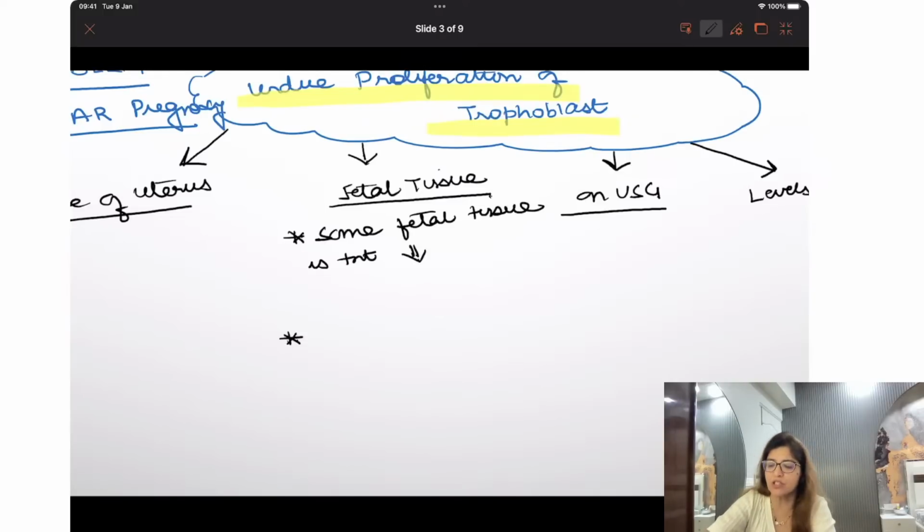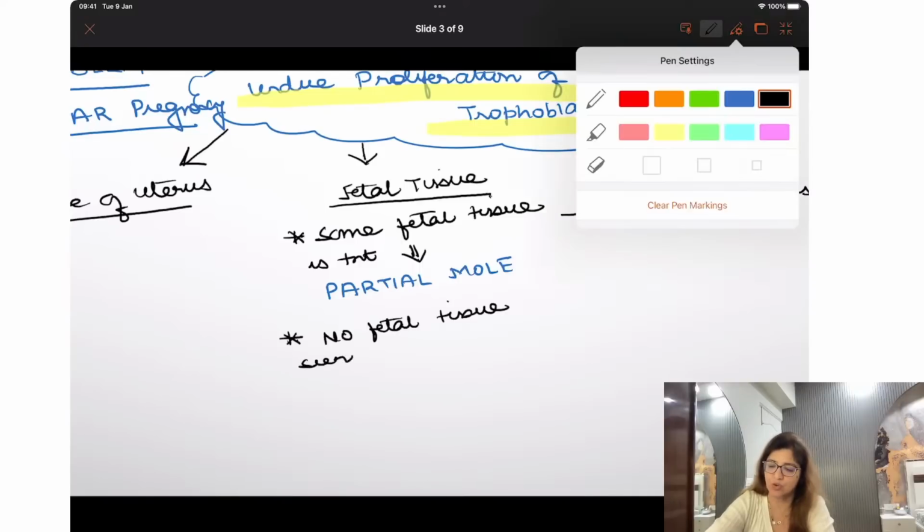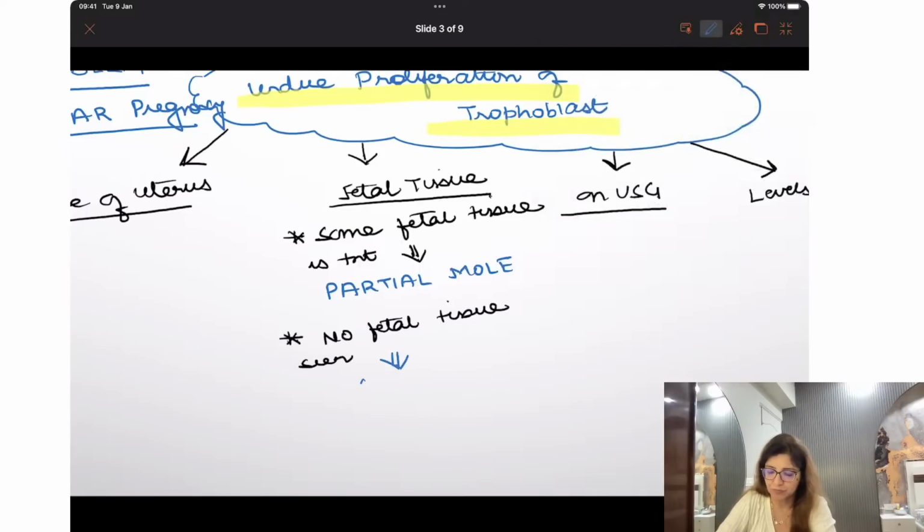If some fetal tissue is present, the entire fetal tissue will never be present, because the trophoblast is madly proliferating, so it never gives complete space to the embryoblast to form the whole fetus. If it gives a little space, some fetal tissue will be present and that condition is called partial mole. And if it gives no space at all, madly proliferates and there is no fetal tissue seen, then that condition is called complete mole.